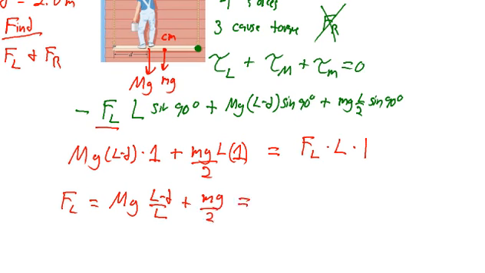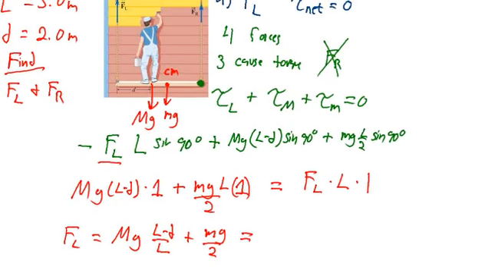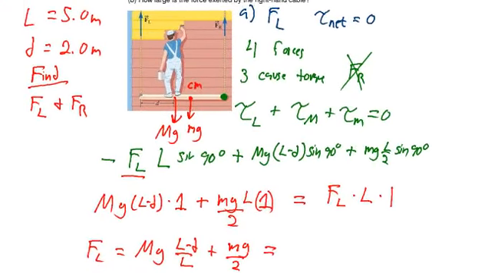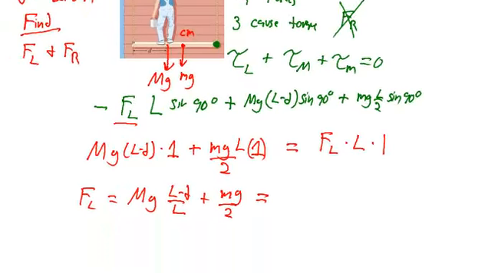So for our particular numbers, we need to go back and find the painter was 75 kilograms and the platform was 20. So we will have 75 times 9.8 times (5 minus 3) over 5, plus 20 kilograms times 9.8 divided by 2.